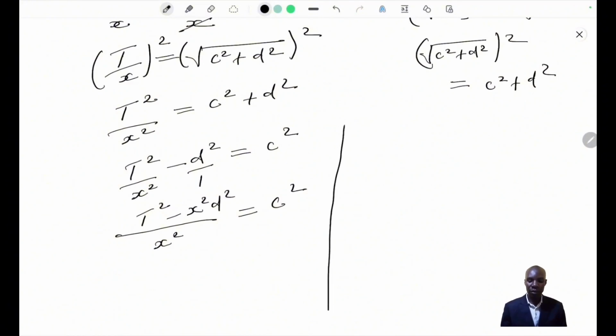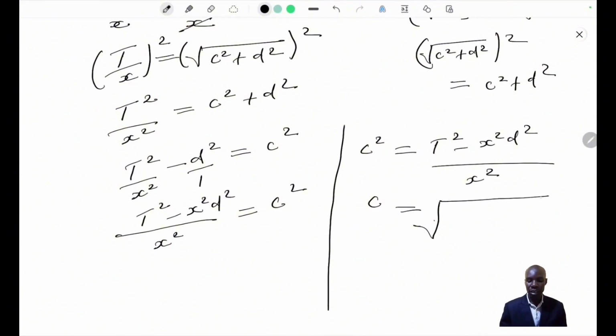So what we have now is that c squared is t squared minus x squared d squared over x squared. C alone will now be the square root of t squared minus x squared d squared over x squared. And that is how that is being done.